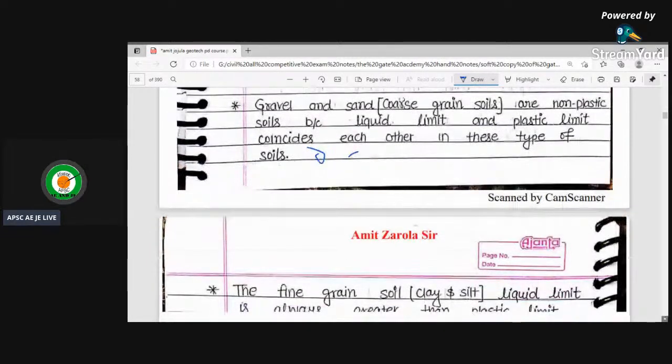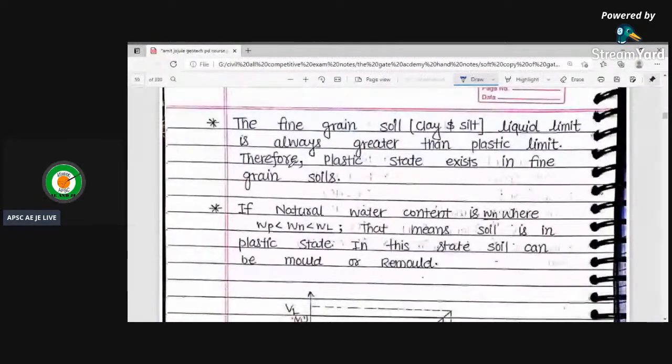Next, the fine grain soil, that is clay and silt. In the case of clay and silt, the liquid limit is always greater than the plastic limit. So here the liquid limit is greater than the plastic limit.